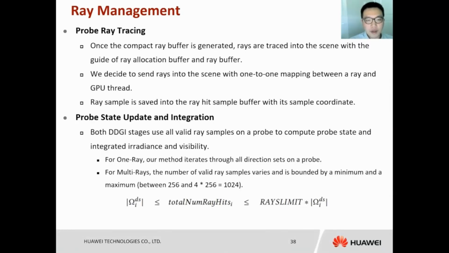For probe ray tracing, we essentially send rays into the scene with a 1-to-1 mapping between a ray and a GPU thread. And our probe state update and integration stage uses all the valid ray samples on the probe. So for one ray, our approach has to iterate through all the direction sets on the probe once. And for multi-rays, the number of valid samples can vary depending on scene changes around the probe, and it's bounded between a minimum and a maximum, usually between 256 and 1024.